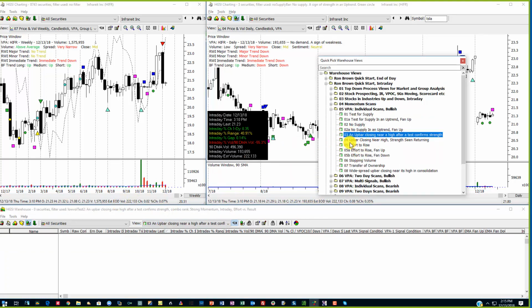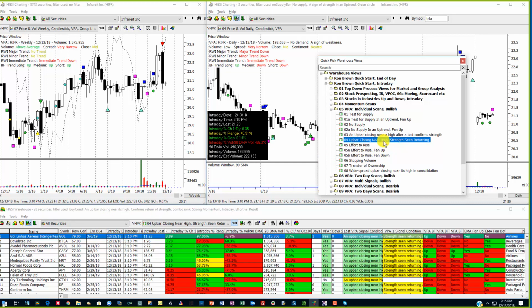Not a single stock passed this view today, an up bar closing near a high after a test confirms strength. That's unusual that you don't see anything. But I'm still in all securities and there's nothing there. Now here's an up bar closing near the high, strength seen returning. I think these are all pretty self-explanatory if you read the titles.